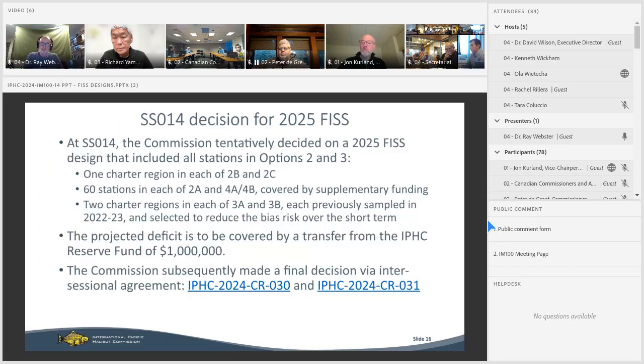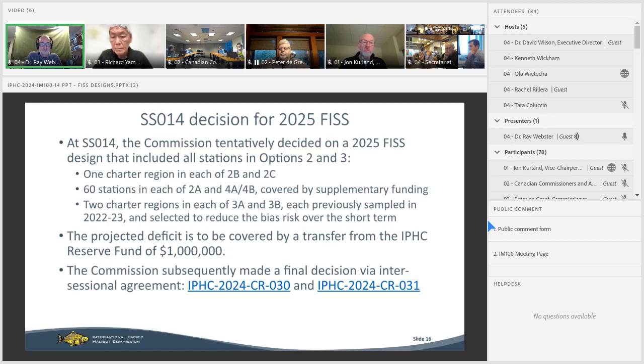The decision at the special session: the Commission tentatively decided on a 2025 FIS design that included all stations in options 2 and 3. So 1 charter region in each of 2B and 2C, which is common to all options presented, not counting the base block design in this presentation. 60 stations in each of 2A, 4A, 4B, covered by supplementary funding, and 2 charter regions in each of 3A and 3B, each last sampled in 2022 or 2023, and selected to reduce the bias risk over the short term.